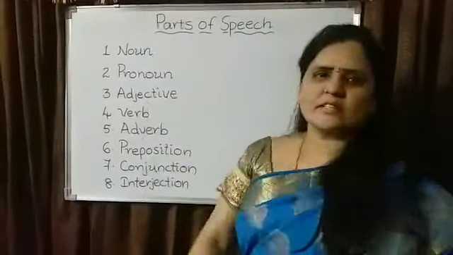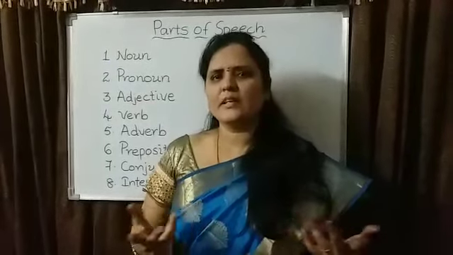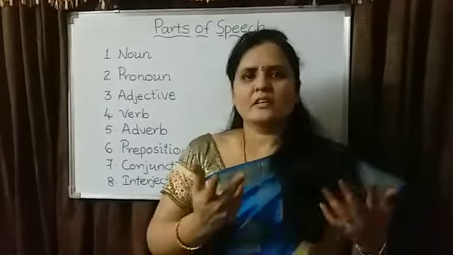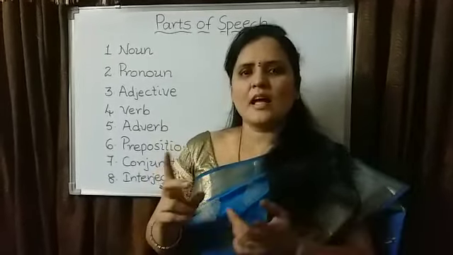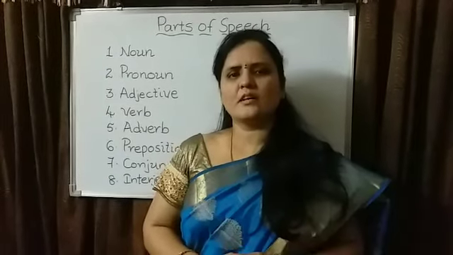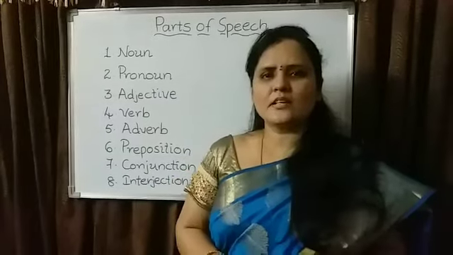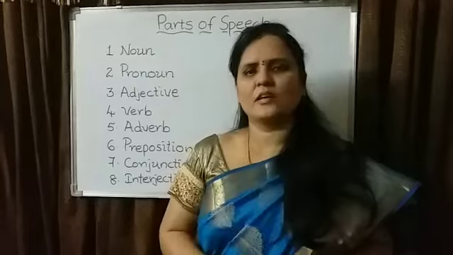Now, the fourth one is verb. We all do actions. We do many things. So, a verb is a word that tells us about actions, possessions, and states or conditions of somebody or something. So, verbs are basically 2 types. They are main verbs and auxiliary verbs.